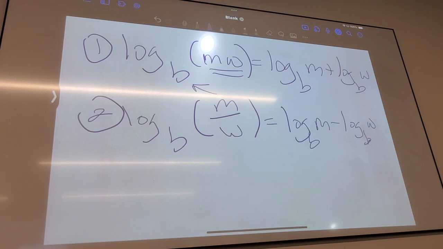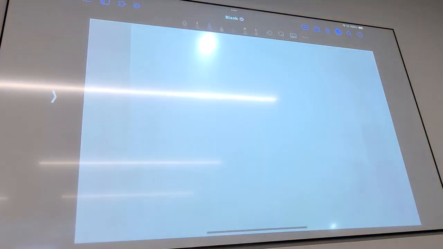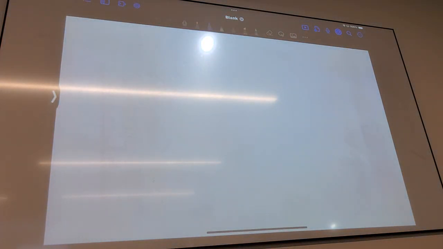So let's do what is arguably the most important, even though it couldn't exist without the first one. That's why we do the first one first. This is the one we're going to use the most. It's the one that I used earlier, and then I remembered I hadn't told you about it yet. So way to go, Jeff. Here's the third and probably the most important property. So let me ask you this. What if I had log base b of a to the p?